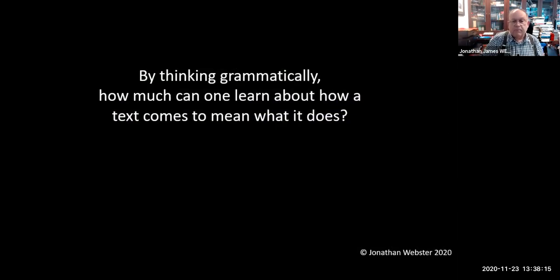So a question: by thinking grammatically, how much can one learn about how a text comes to mean what it does? By thinking grammatically, how much can one learn? What can we learn about how a text comes to mean what it does?